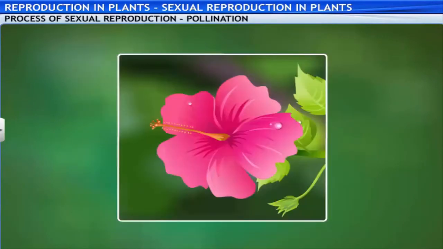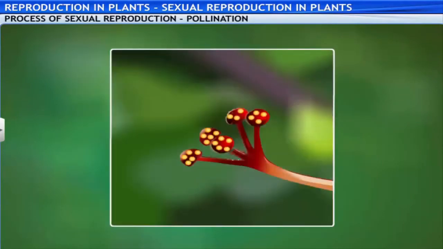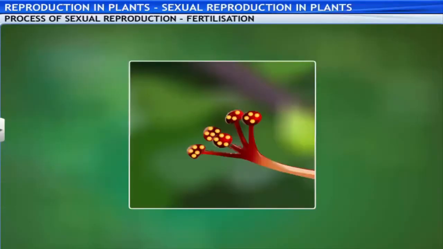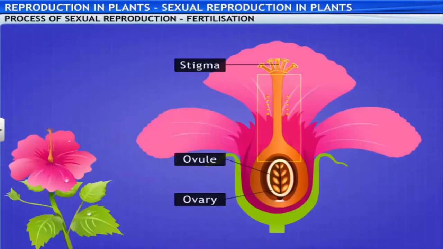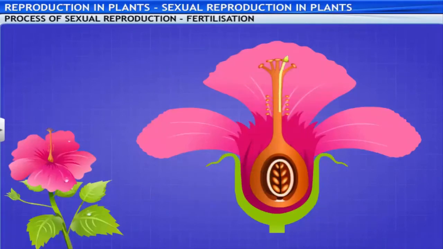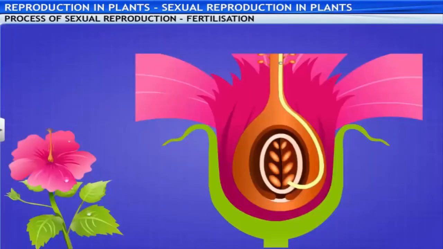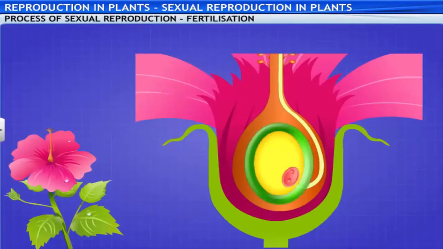The pollen has now reached the stigma. Now that the pollen has reached the stigma, the male gametes contained in the pollen grain need to reach the ovule present in the ovary. This is made possible by a tube that grows out of the pollen towards the ovule through the style. This is where the male gamete fuses with the female gamete to form a zygote.